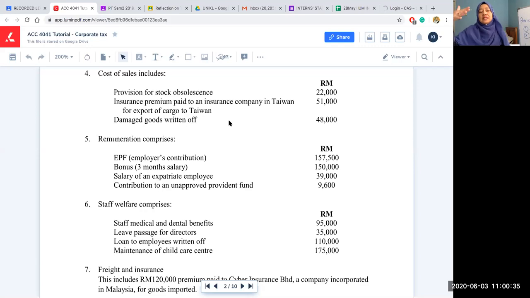So in cost of sales, there are 3 items: provision for stock obsolete, insurance premium and damaged goods. So the provision you add back 22, then nil and nil. So you can have 3 lines there, and there you are given 3 marks. Yes, 3 ticks equal 3 marks. Normally 1 tick carries, generally, 0.5. So if the marks are 30, you can assume that there should be 60 ticks there. Yes, normally.